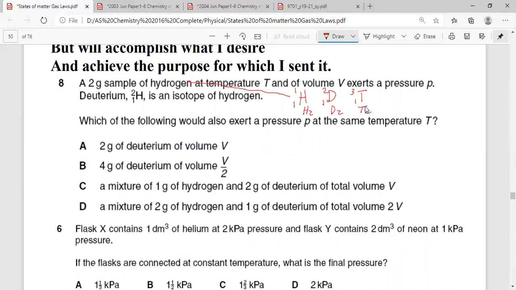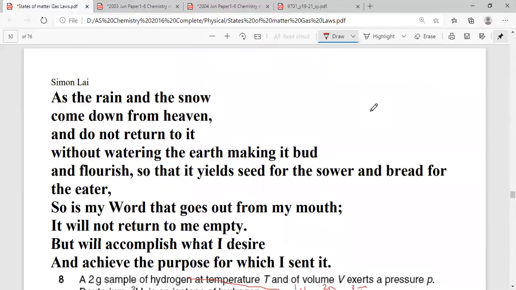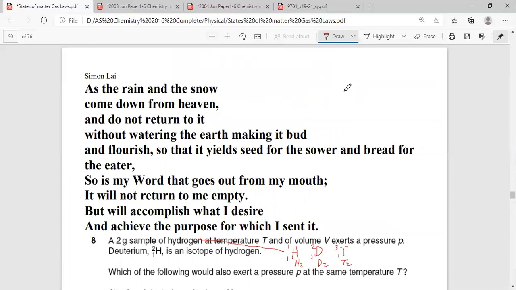Okay? So the first one here, if I want to draw it up nicely, I can go here. There's some space here. I put it smaller so I can draw more. 2 grams of a sample of hydrogen at temperature T and volume V exerts pressure P. I'll draw it small enough to fit everything inside. I put inside here a mass of H2 equal to 2 grams. The pressure is P, the temperature is T, and the volume is V. These are the fixed values they give you.